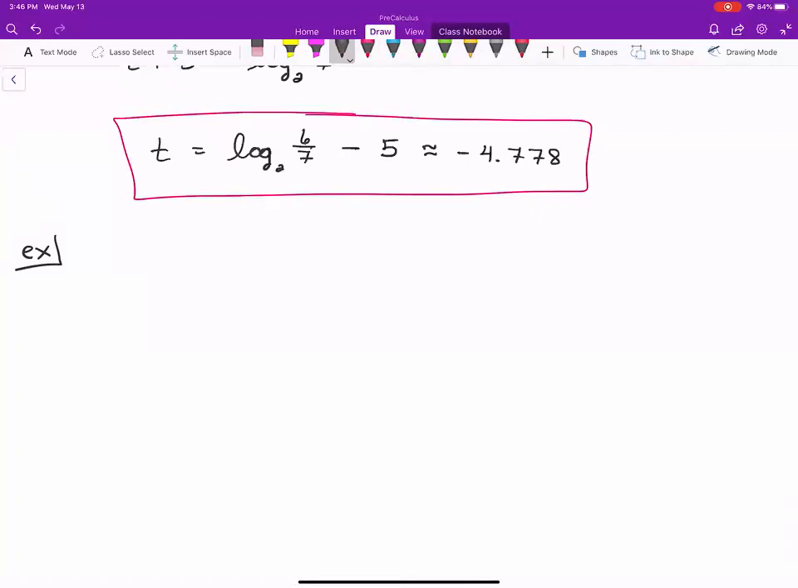But for logarithmic equations, you have to be careful because the domain is the range from the exponential. So the exponential functions only had a range that was positive numbers. So the domain of a log is only positive numbers. So you have to be careful with that.